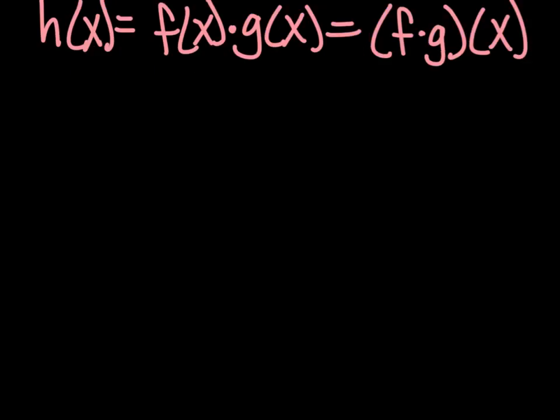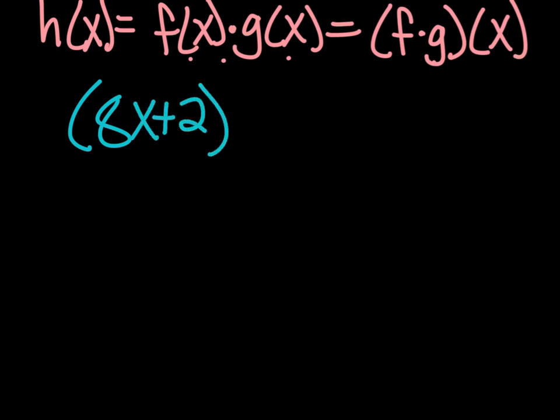Okay, now we're going to take the same two f and g functions, and we're going to do h of x equals f of x times g of x. Or it could be written f times g and then of x. So my f of x is 8x plus 2. Make sure you put it in parentheses. And I'm going to multiply it by my g of x, which is 6x minus 1.